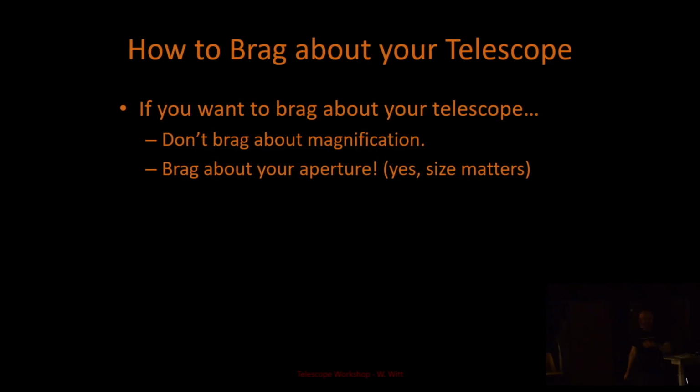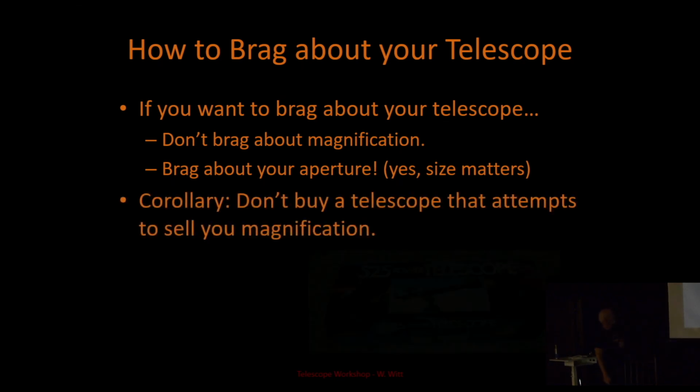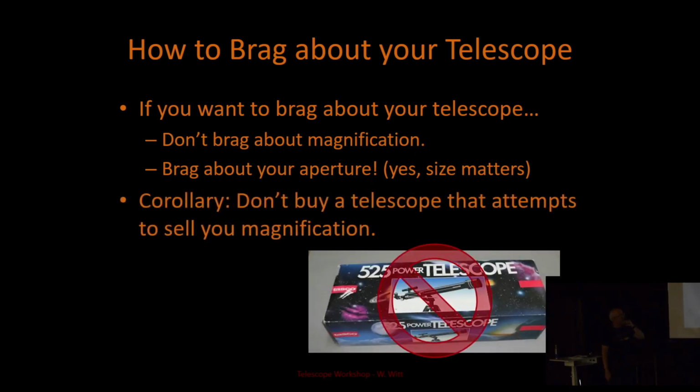So if you want to brag about your telescope, we don't usually brag about magnification. What we brag about is the aperture. Size matters. The bigger that light funnel, the more light you collect, the more you can see faint objects. So there's kind of an important conclusion here.